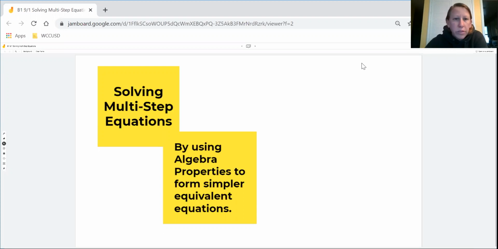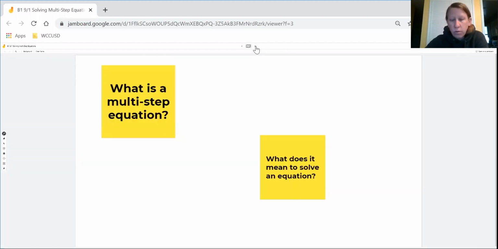We're going to solve multi-step equations today. Our method for that is using algebra properties to form simpler equivalent equations. And once they become simpler, they become easier and easier to find the value for x. So what's a multi-step equation?